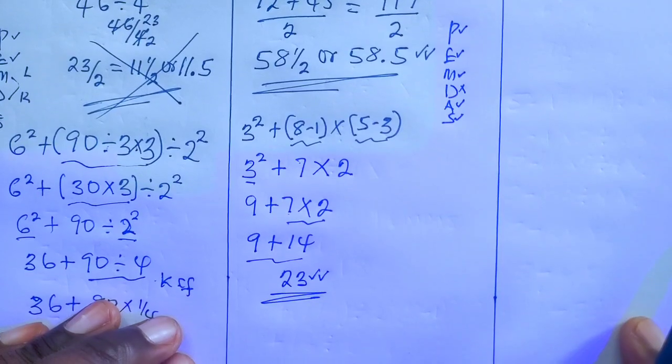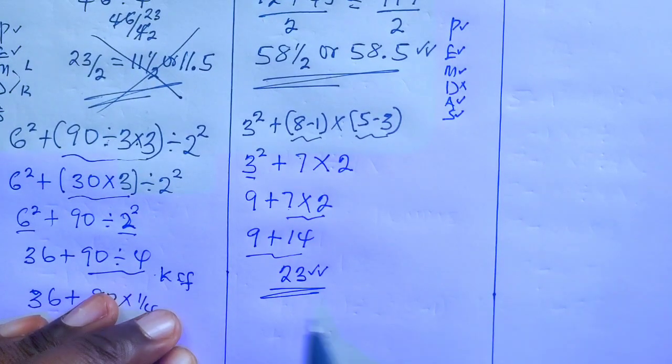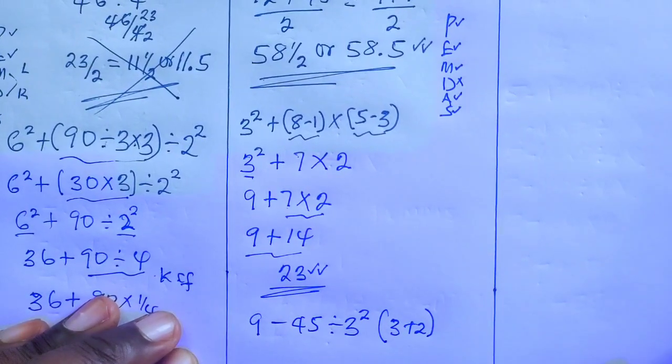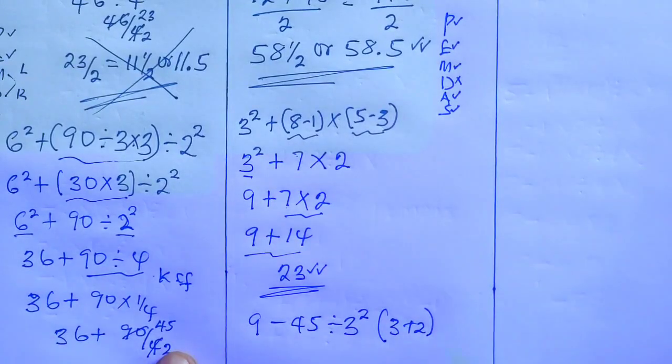Now, I would like us to consider the next example. For instance, if we have 9 minus 45 divided by 3 to the power of 2, multiplied by (3 plus 2), here, what are you going to have? Still following this order of operation called PEMDAS.